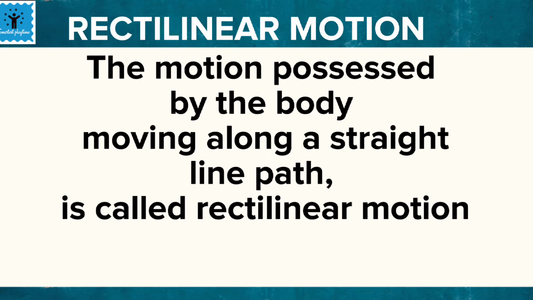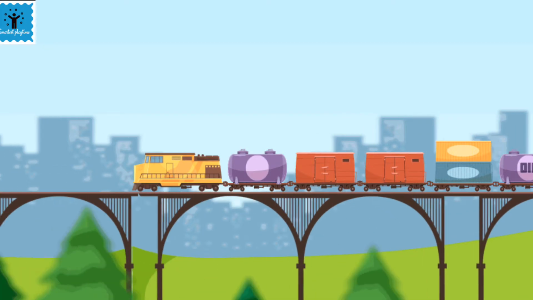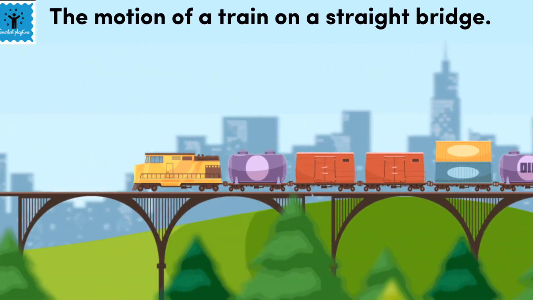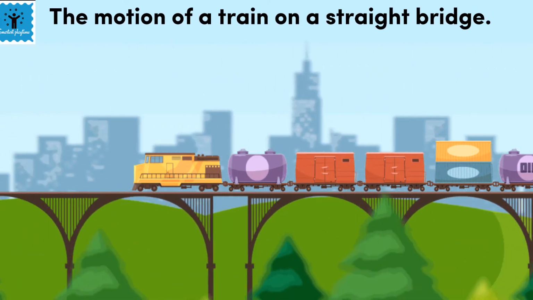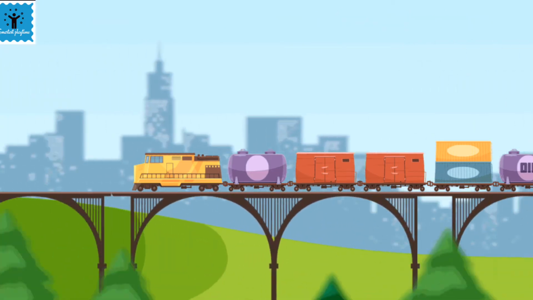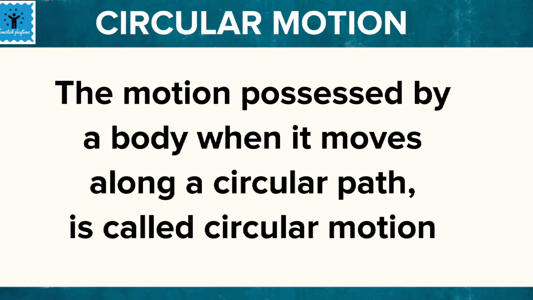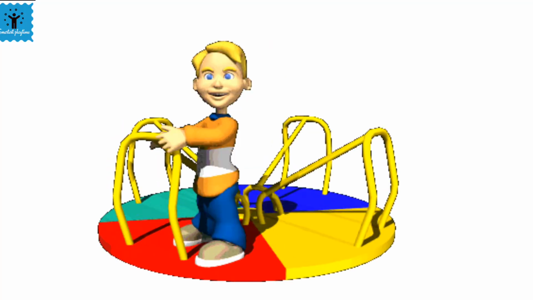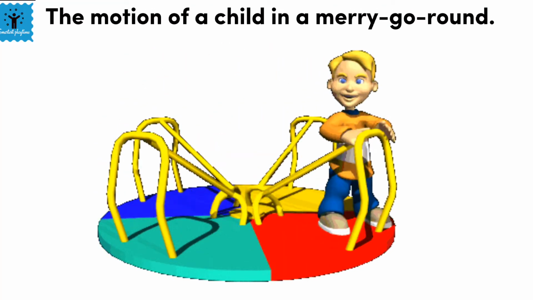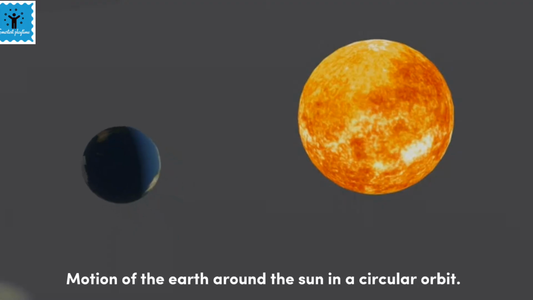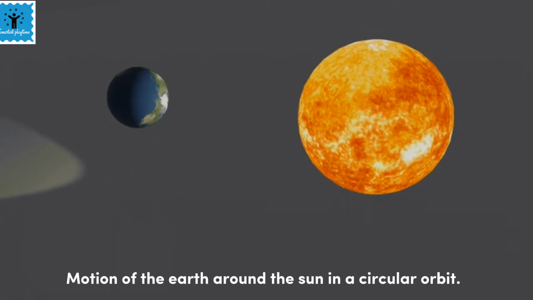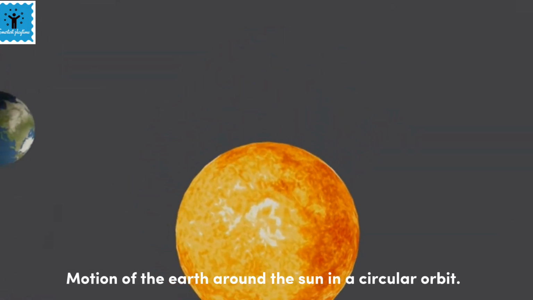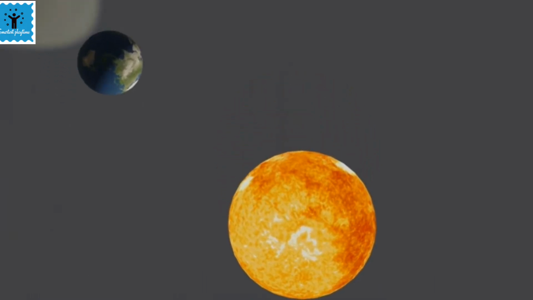When a body moves along a straight line path, it is said to be in rectilinear motion. For example, the motion of a train on a straight bridge is rectilinear motion. And if a body moves along a circular path, that motion is called circular motion. For example, the motion of a child in a merry-go-round or the motion of the earth around the sun in a circular orbit is an example of circular motion.